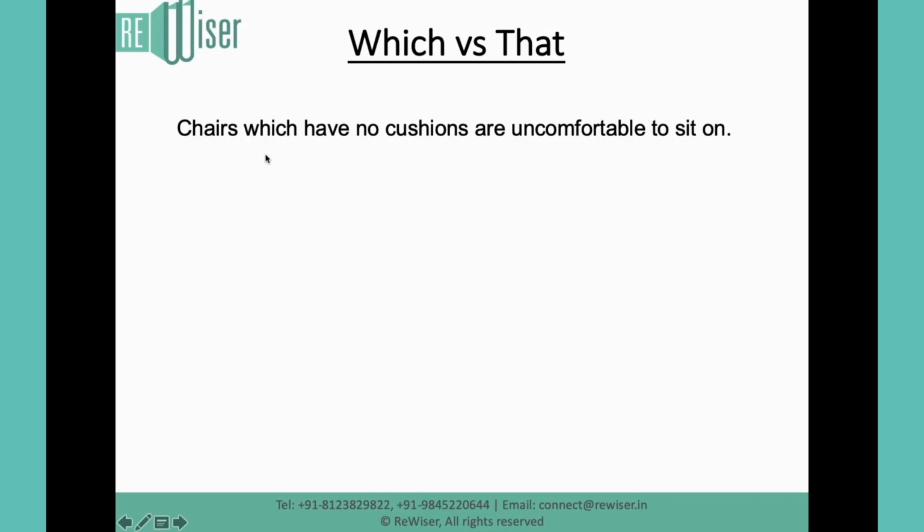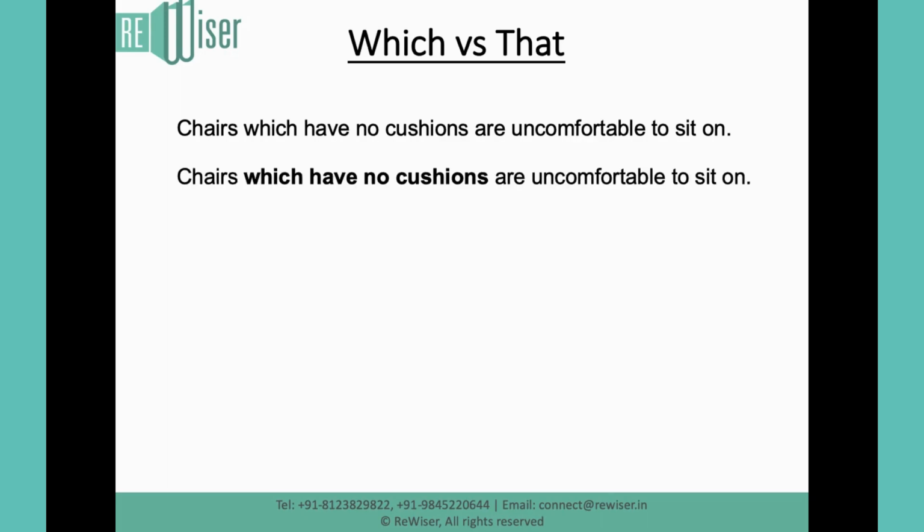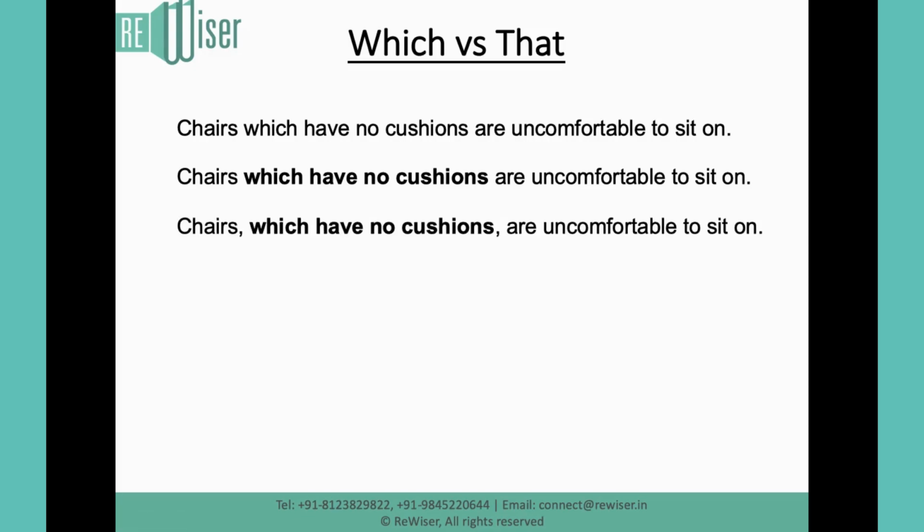For that, the first thing I need to determine is whether there is a clause there. I need to determine whether it's essential or non-essential. What's the clause that I'm talking about? Which have no cushions. Why is it a clause? It's got the word which as the noun or subject, and it has the action, have no cushions. So it is a clause. I want to determine whether this is essential or non-essential. Now the rule is, if it is non-essential, I would put 2 commas on either side.